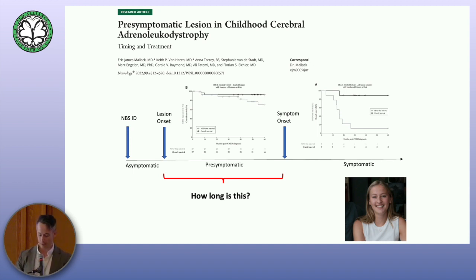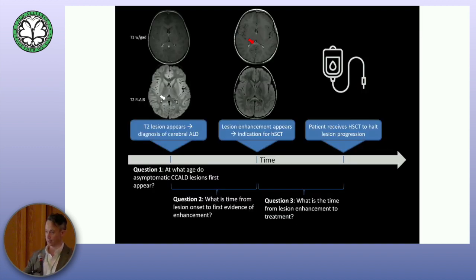Anna Torrey is actually the one that put together all this data and did all the calculations. Give credit to her. And then Keith helped me conceptualize how to make this work. So we asked three basic questions. What age do asymptomatic CC-ALD lesions first appear? What's the time from lesion onset to the first evidence of enhancement? And then once you have enhancement, which is your trigger to go to transplant or gene therapy, how long does it take? You can add those times together, see what the clinical outcomes are at each point, and then get a sense of how long you actually have to treat.